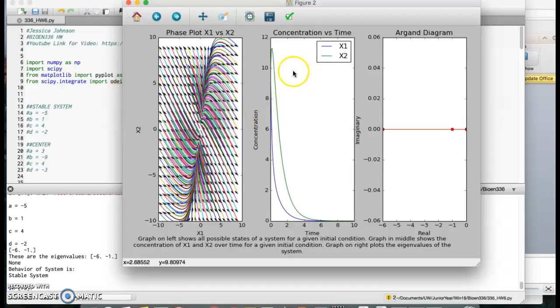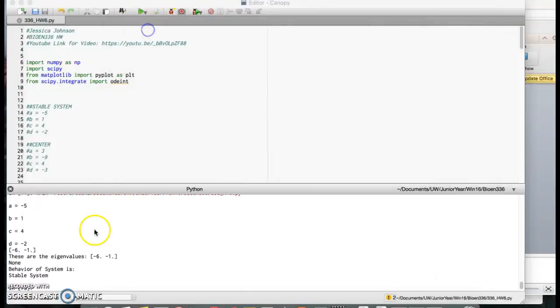So as you can see here, we plotted 10, 10 as our initial condition for the concentration versus time graph. You can see we get this spike as we apply the input, but as time goes on, it goes back to a steady state value at 0. And then on the Argand diagram, we had our eigenvalues of -6, which is here, and -1, which is here. So that all worked out well. So I will show you the next system, which is a center system.